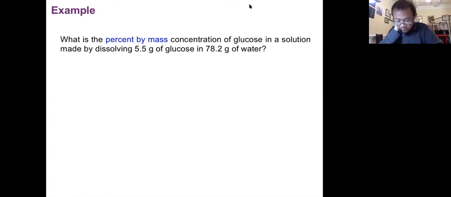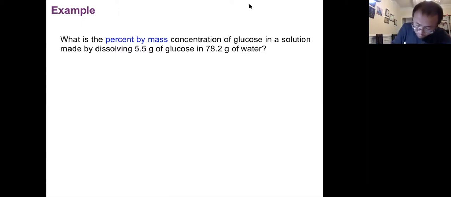Concentration of glucose in a solution made by dissolving 5.5 grams of glucose in 78.2 grams of water. After you read the question, can you tell me what is the solvent, what is the solute, or what is the solution?